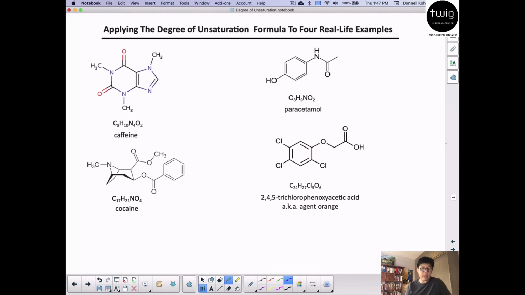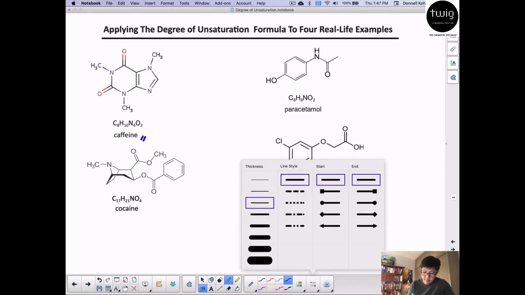We're going to apply the degree of unsaturation formula to 4 real life examples. So let's look at caffeine. Does it work? This is the molecular formula of caffeine. I'm just going to write the formula again: C plus 1 minus half of H plus halogen minus N. Carbon is 8, hydrogen is 10, nitrogen is 4. So 9 minus 3 gives you, wow, 6.